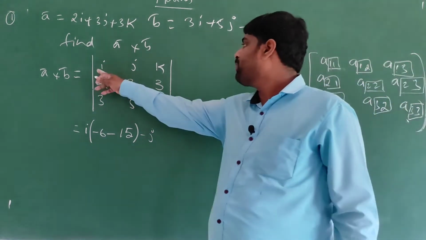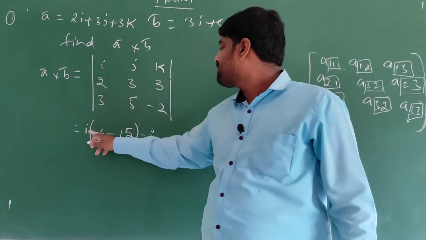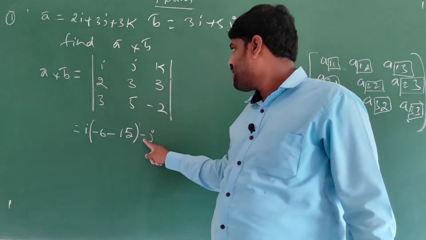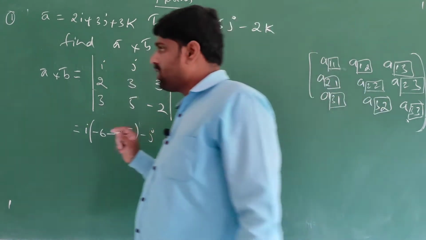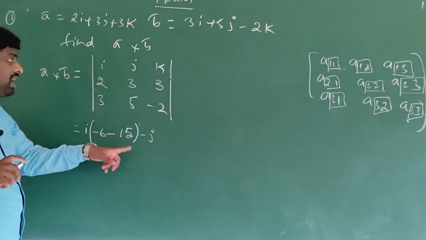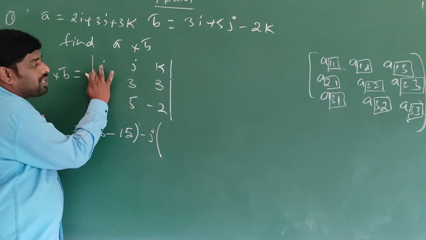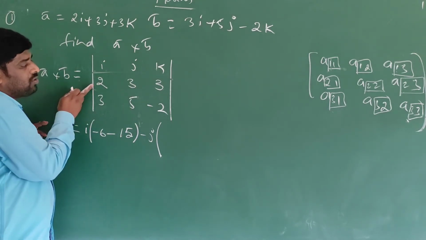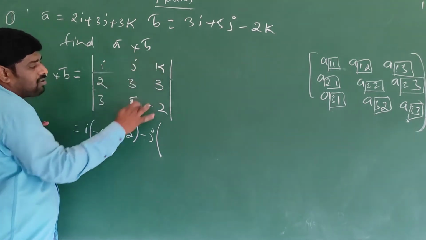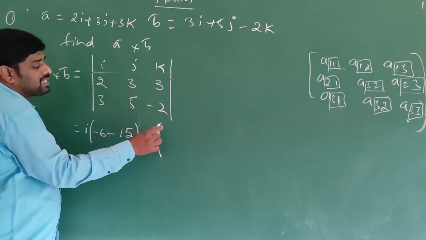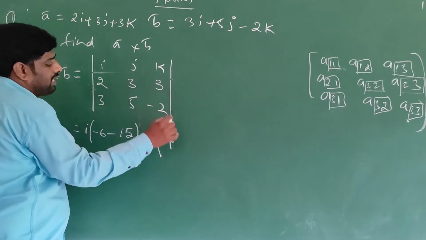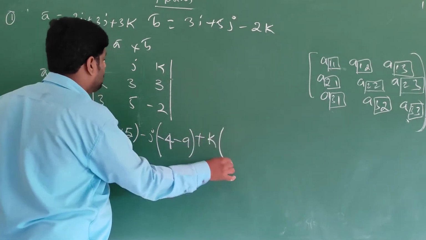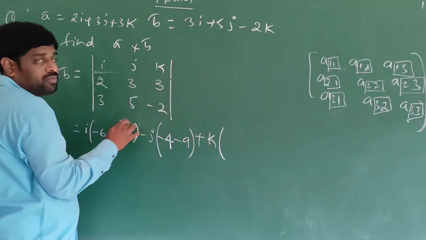Just expand by using the first row, with signs plus, minus, plus: i plus, j minus, k plus. Now come to minus j into, where you take this row and this column as common, so except this row and this column you multiply the elements: 2 2s are minus 4, 3 3s are 9. Plus k into, this row and this column should be common.